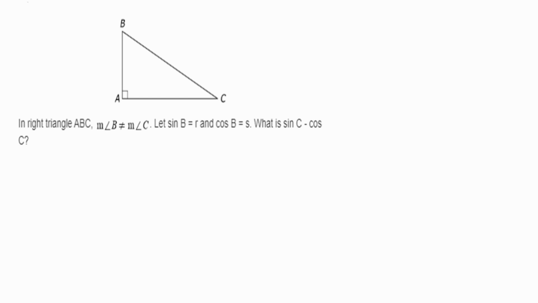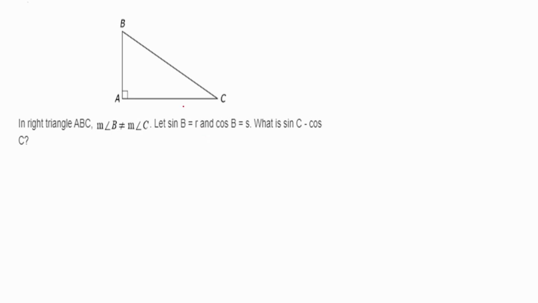Next up is another problem where we have to think about, and we're going to use the same thought process, right? So let's read it. It says, in the right triangle ABC, the measure of angle B is not equal to measure of angle C. This just means it's not a 45, 45, 90 triangle. It says, let sine of B equal R, and let cosine of B equal S. What is sine of C minus cosine of C?